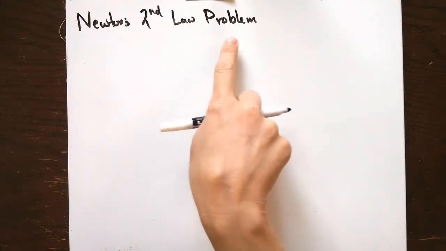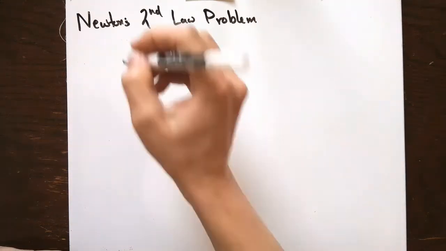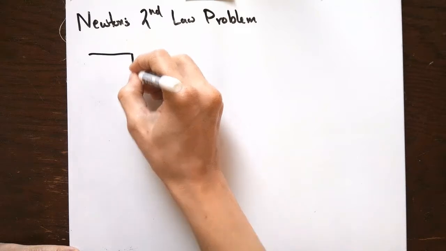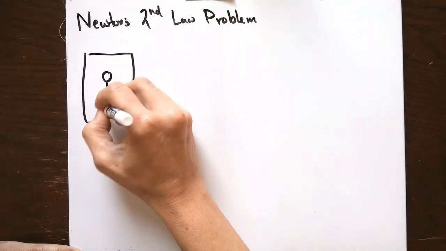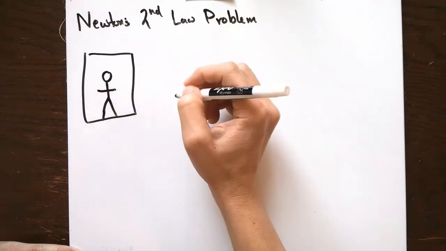All right, so let's do a Newton's second law problem. And the situation here is we will have an elevator, and we are going to have somebody, call him Blaine. Blaine will be riding up in the elevator.